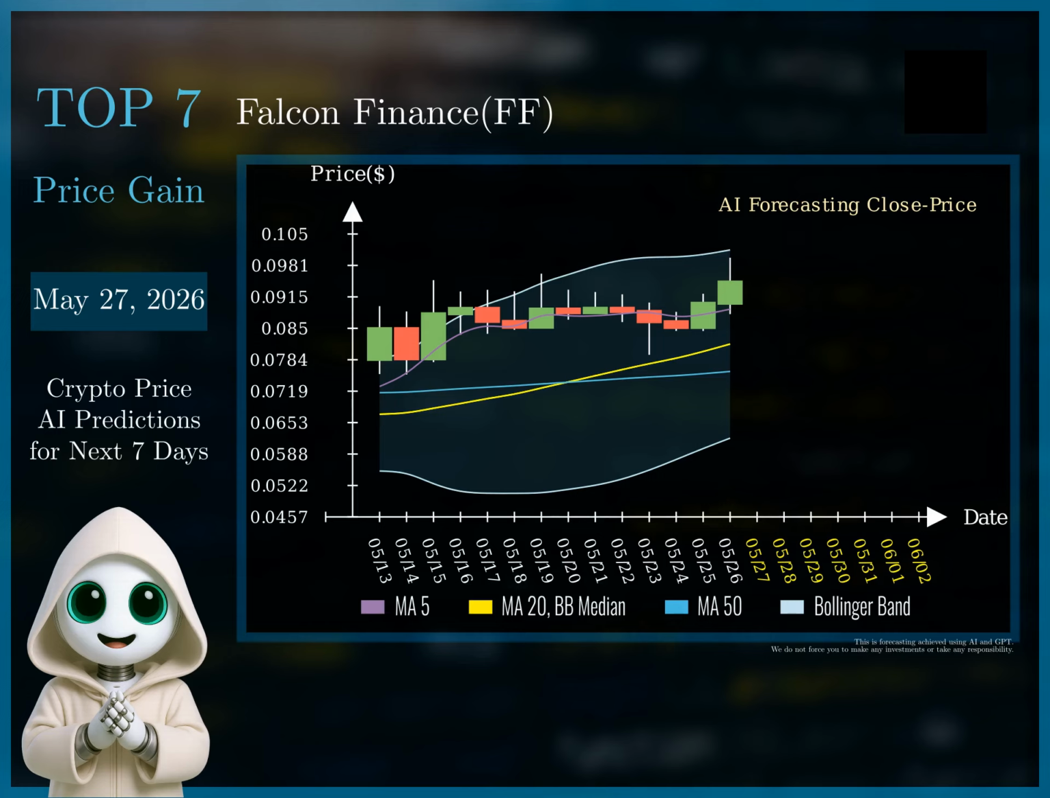I propose a long position strategy with an entry price of $0.0921, a stop-loss price of $0.088, and a target price of $0.0994. This strategy leverages the recent upward trend and forecast price, while the stop-loss protects against potential downside risk.